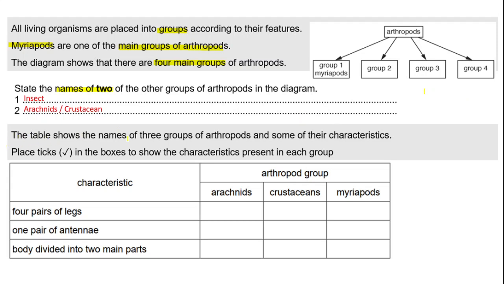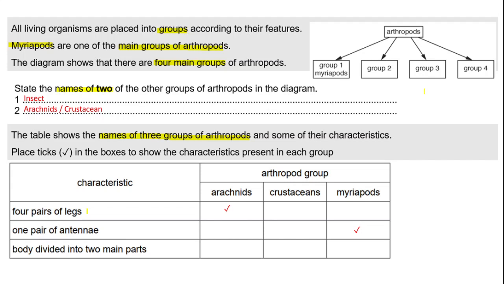The table shows names of 3 groups of arthropods, and some of their characteristics are also shown here. You can see these groups and some characteristic features at one side: arachnids, crustacean, myriapods. You have to place ticks in the boxes to show the characteristic present in each group. Like 4 pairs of legs, it is the characteristic of arachnids. 1 pair of antennae, it is the characteristic of myriapod.